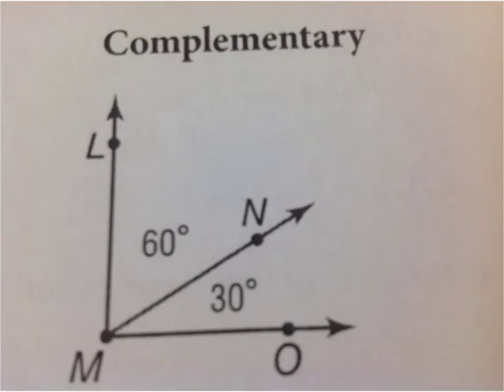The next term that we need to know is complementary angles. And complementary angles are angles that add up to 90 degrees. So we have 60 degrees plus 30 degrees. So 60 degrees plus 30 degrees would equal 90 degrees. And so we know that those two angles are complementary angles.